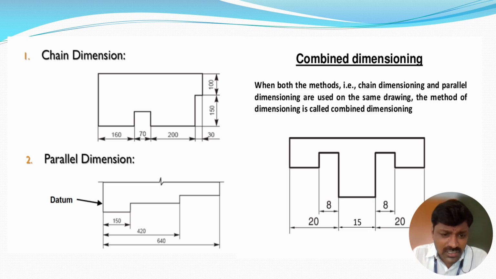In chain dimensioning, the reference point changes from one point to another. For example, from here you are taking 160 mm, and this length is 70 mm, and this length is 200 mm. In parallel dimensioning, this reference line is common.